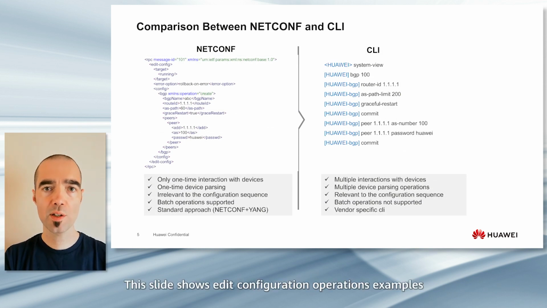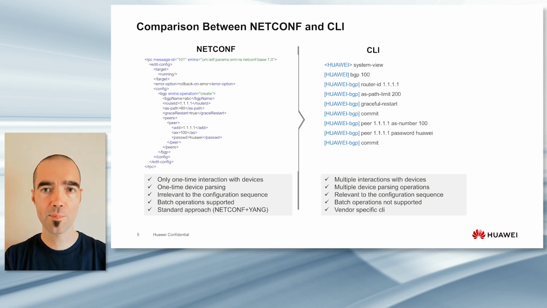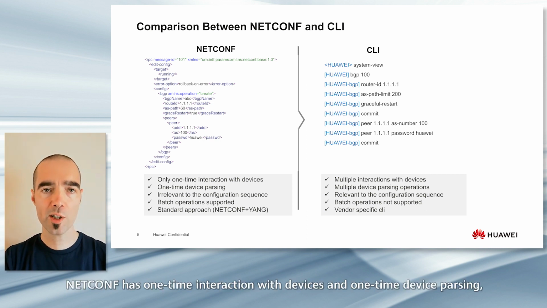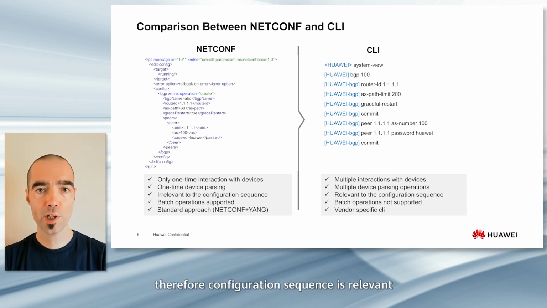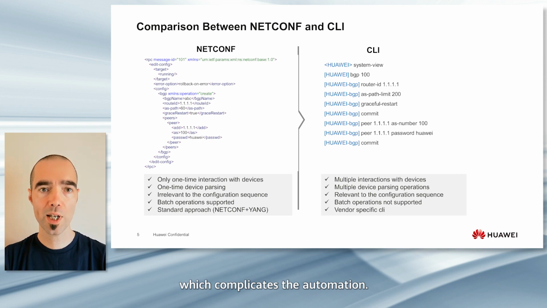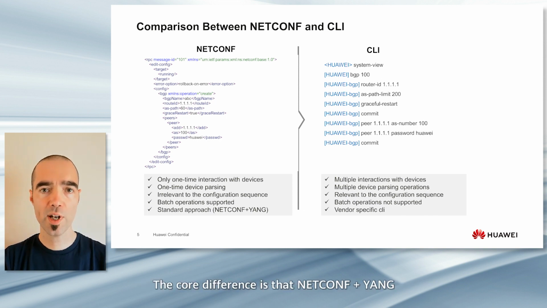This slide shows edit configuration operations examples for Netconf and CLI, and mentions some core differences between Netconf and CLI. Netconf has one-time interaction with devices and one-time device parsing, therefore configuration sequence is irrelevant. CLI requires multiple interactions with devices and multiple device parsing operations, therefore configuration sequence is relevant, which complicates the automation. Netconf supports batch operations while CLI does not. The core difference is that Netconf and Yang provide a standardized approach, while CLI is vendor-specific.